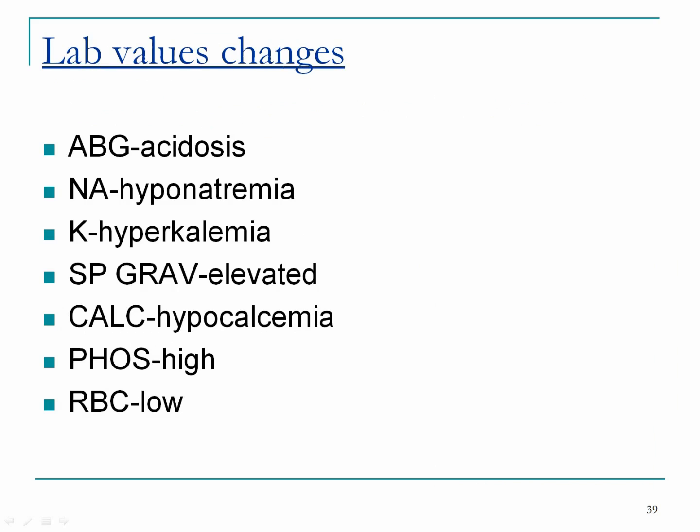Lab values change for chronic renal failure and are the same for acute renal failure, but occur more gradually. Their ABG is acidotic. They are hyperkalemic. The specific gravity is low due to a diminished renal reserve and high for end-stage renal disease. Their calcium levels change. They're hypocalcemic. Phosphates are high, and the red count is low.